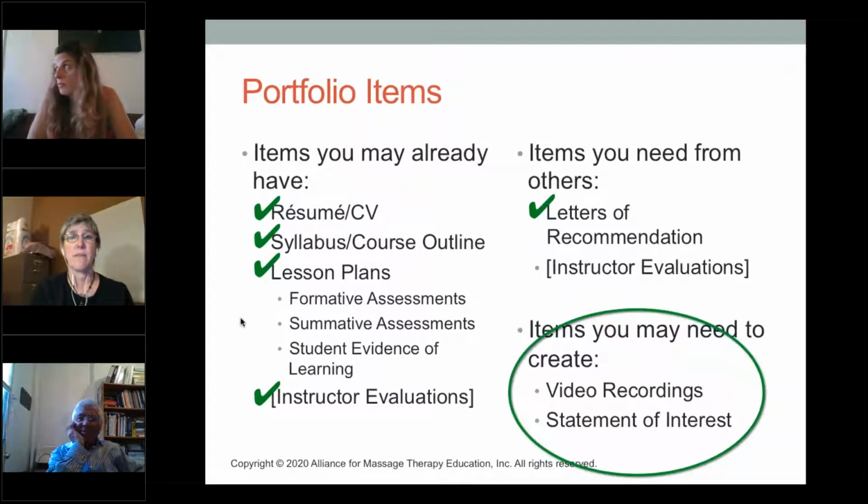We talked about what might be included in a lesson plan, even if you didn't ever call it a lesson plan before. But you usually have a plan when you go into your classroom for the day or the week or the term or the workshop if you're a CE provider, and you have a plan of what's going to happen that day. What you're going to discuss, what you're going to demonstrate, what activities your students are going to do, how you're going to tell if your students are learning anything, and we call those assessments.